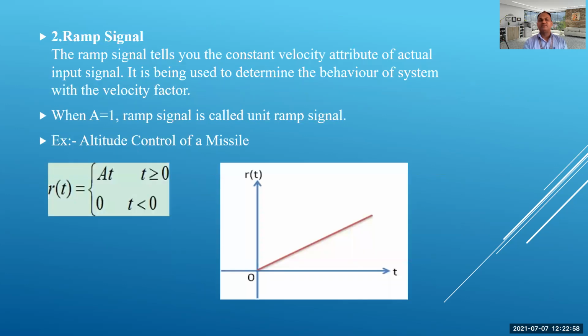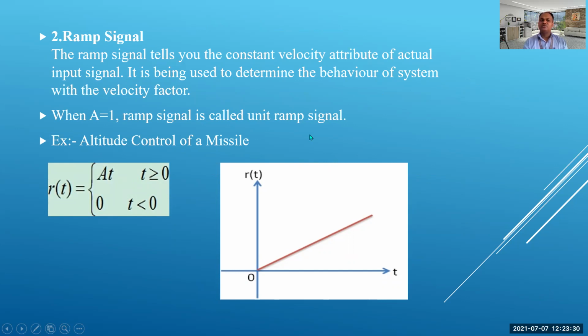Now we'll see the second one, that is a ramp signal. The ramp signal tells you the constant velocity attribute of the actual input signal. It is used to determine the behavior of the system with velocity factor. When a is equal to 1, the ramp signal is called a unit ramp signal. Here you will see the function as a into t. For the ramp signal, r of t is equal to a into t, or 0.